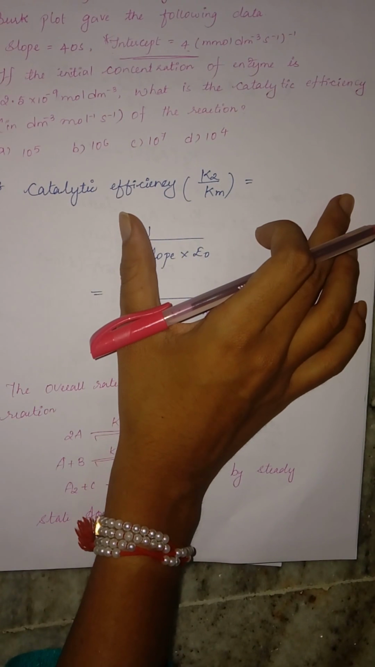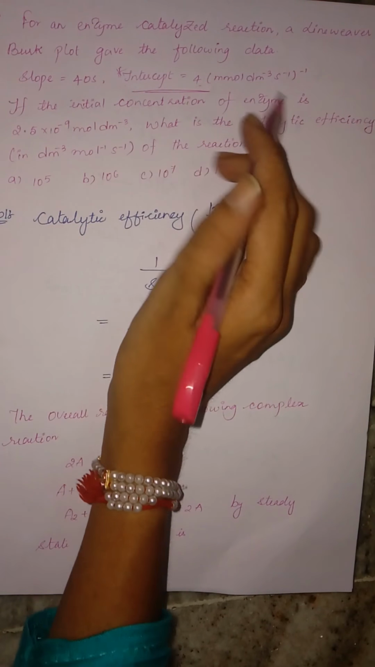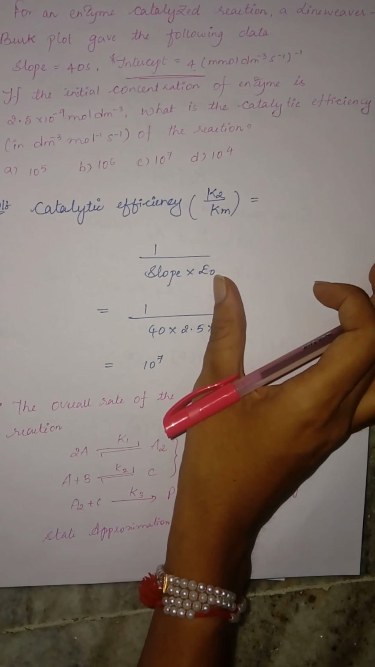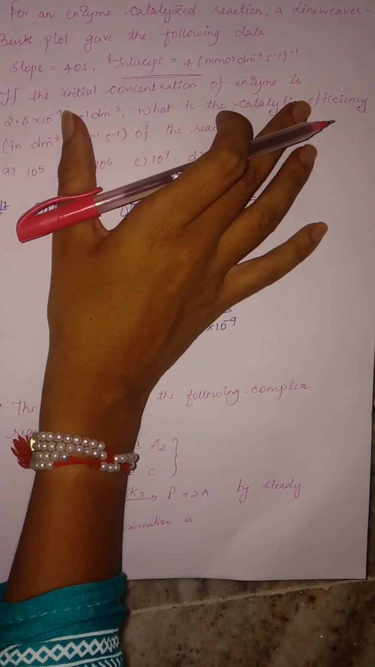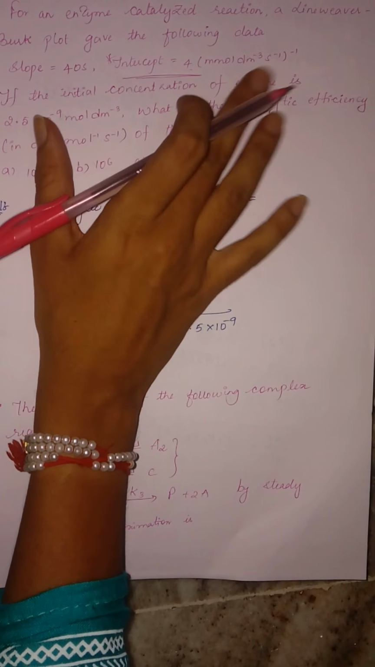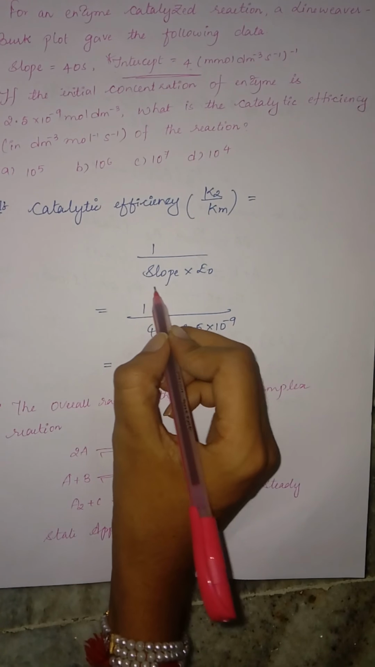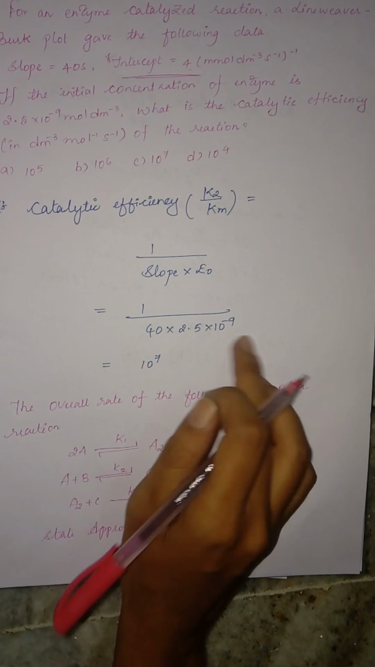Okay, don't get carried away by the lot of data given, thinking if intercept is given, why am I not using it in the formula, am I going wrong or something like that. Don't think in that way. The examiner will give you a lot of data just to confuse you. You have to be confident with whatever you have learned. So directly the formula, substitute the slope value 40, E naught value is initial concentration 2.5 into 10 power minus 9, and if you solve it you will get your right option as C option.